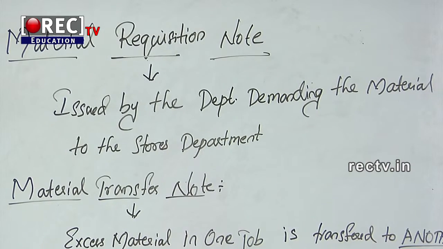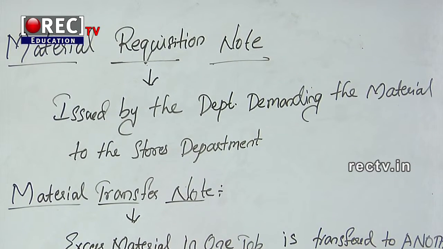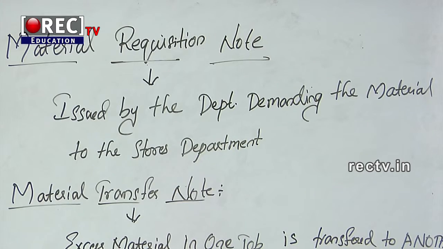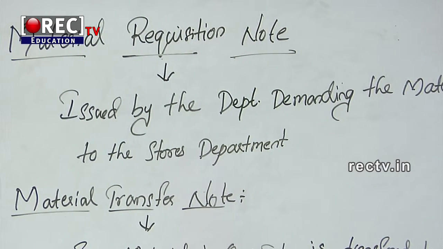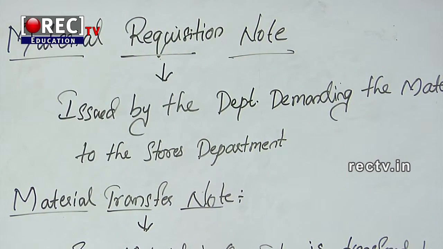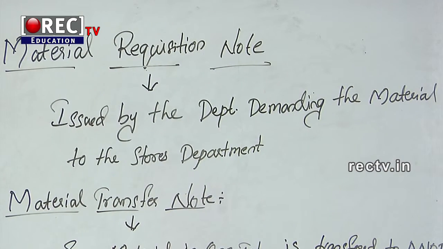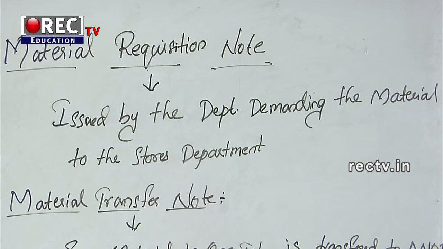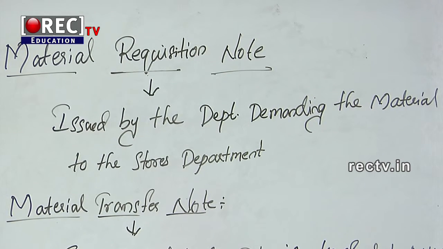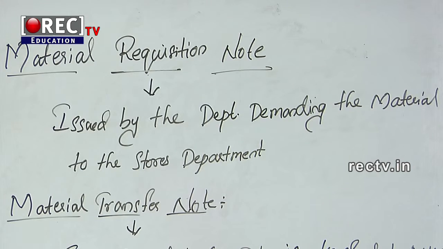Material requisition note. The stores department will not issue the material unless there is a proper authorization. This material requisition note is issued by the department demanding the material to the stores department. On the basis of this material requisition note only, the stores department issues the material to the respective demanding department.